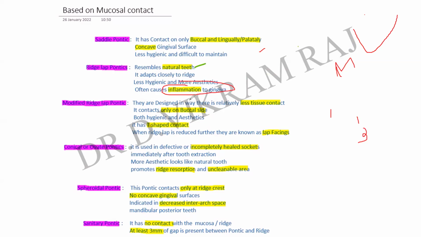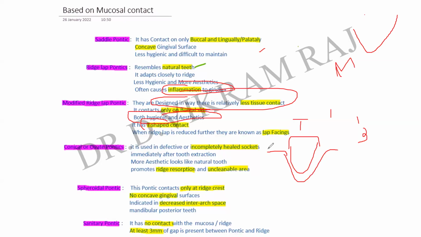Modified ridge lap pontic is the design where relatively less tissue contact is present, only on the buccal side, and both hygiene and aesthetics are seen. It has a T-shaped contact, and when the ridge lap is reduced further, this is known as lap facing. A conical pontic is used where there are defective or incomplete healed sockets. It is going to be somewhat like this, where we place it like this in the socket. And the spheroidal pontic has contact only in the ridge crest region. There's only one pinpoint contact.